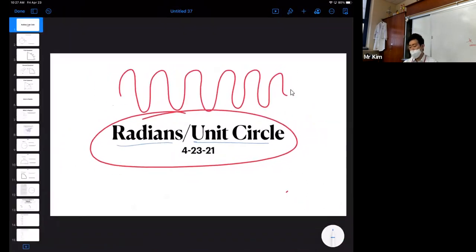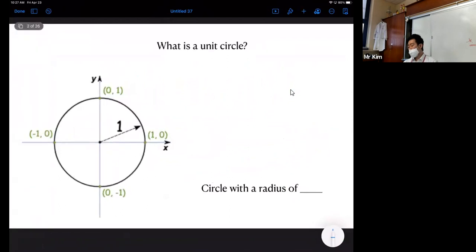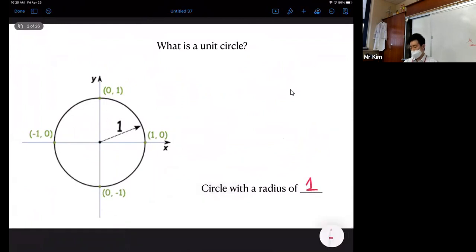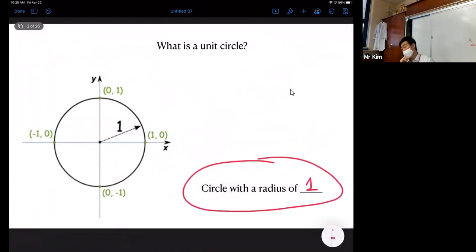Okay, so first of all, I need you to write this down. The unit circle is simply a circle with a radius of 1. That's really a no-brainer, but it's very important that whenever I say a unit circle, that just means a circle with a radius of 1. Okay. Can you draw that? Yes, of course, yes.